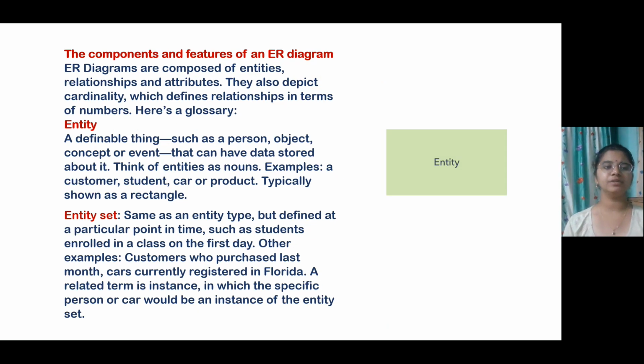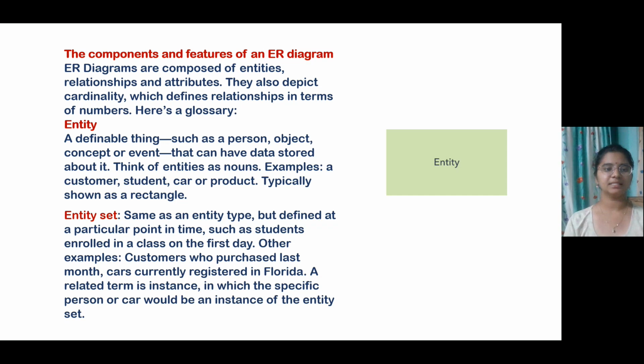The components and features of an ER diagram. ER diagrams are composed of entities, relationships, and attributes. They also depict cardinality, which defines relationships in terms of numbers. Entity: a definable thing, such as a person, object, concept, or event that can have data stored about it. It is represented using a rectangle.